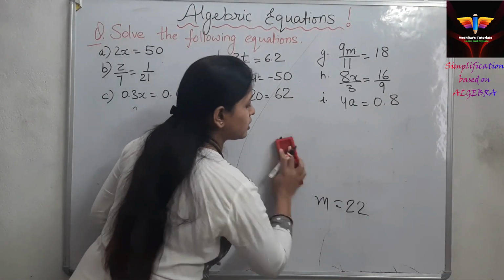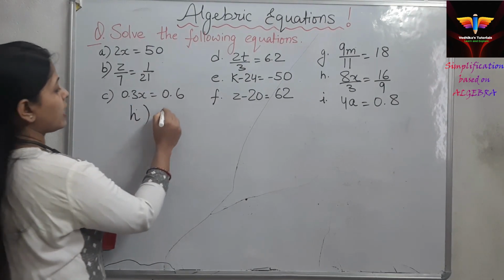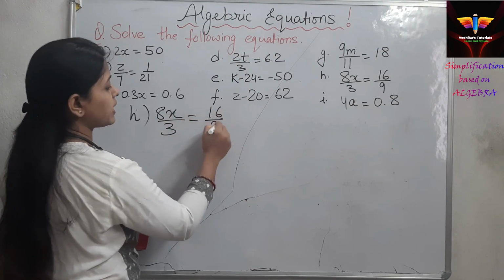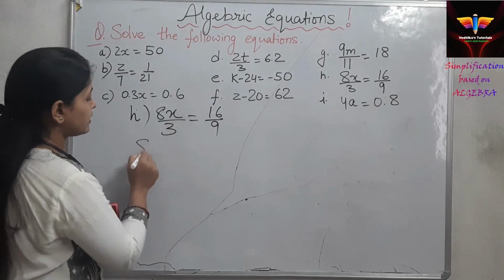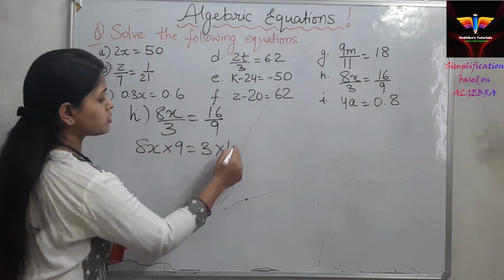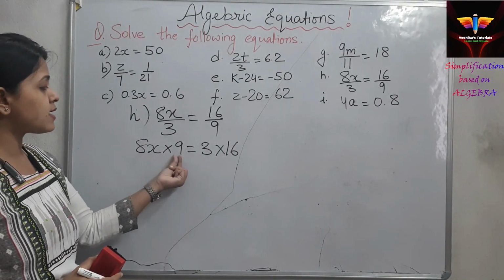Now let's do the rest of the questions. That is question number H: 8x divided by 3 is equal to 16 by 9. Again here we have to do the cross multiplication. That is 8x into 9 is equal to 3 into 16. Is there any confusion?